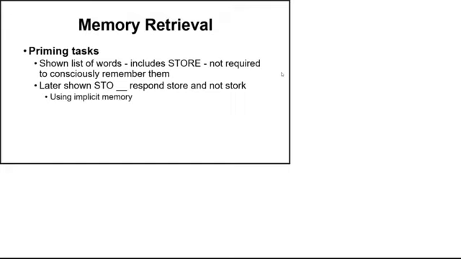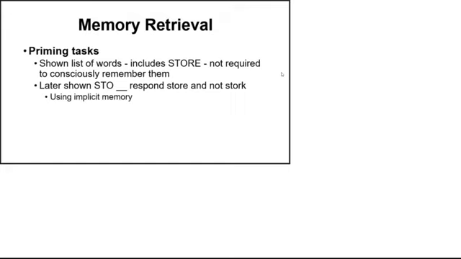So the example here is if your list of words includes the word store, and then later on, when you're asked to fill in the blanks on a particular task, you'd be a lot more likely to fill in STO blank with RE to match store that you had already seen not too long ago, as opposed to, say, stork, RK, or stop, depending on how many letters you needed to use.